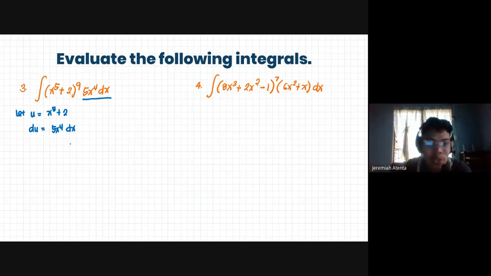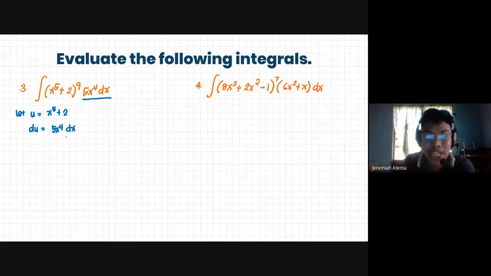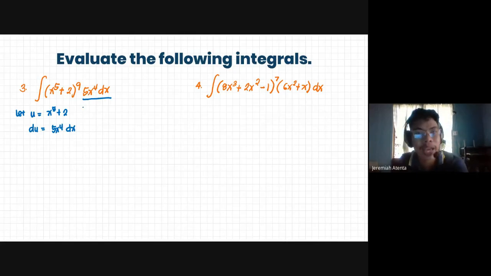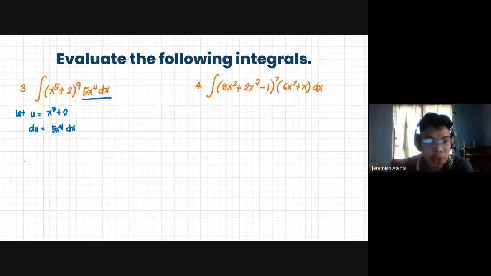Okay? So since we already have 5x to the power of 4 dx, wag nyo na siyang i-change kasi lumabas na siya. Okay? So du na lang siya as is. But if hindi siya 5x to the power of 4 dx, then you will do something like you will multiply a certain constant or whatever. Okay? So we will now have the integral. Ang pangit ng integral ko. We have x to the power of 5 plus 2 to the power of 9.